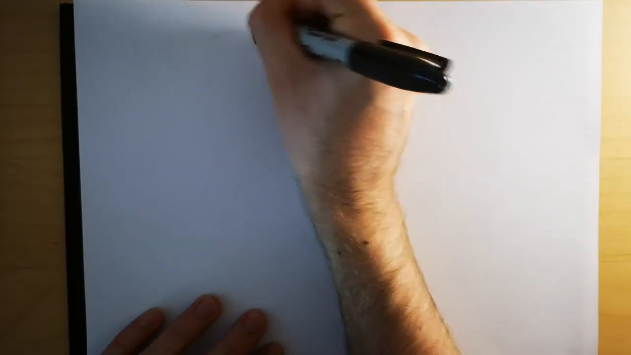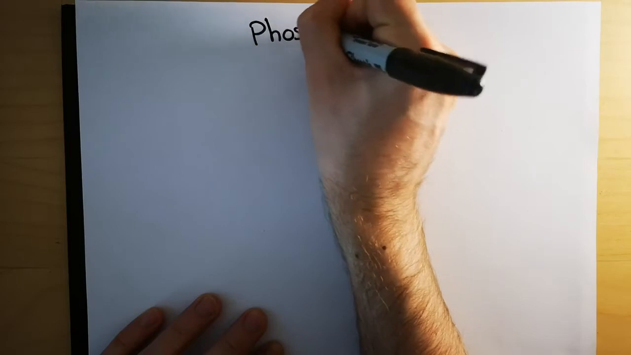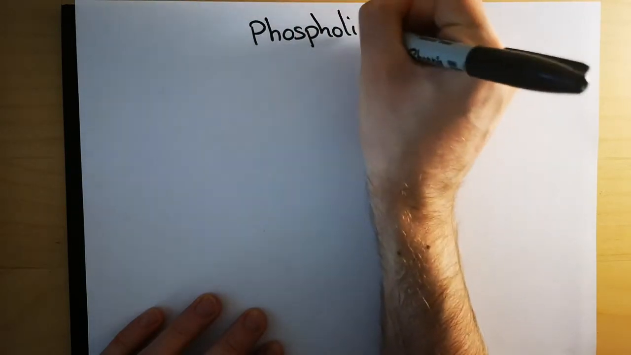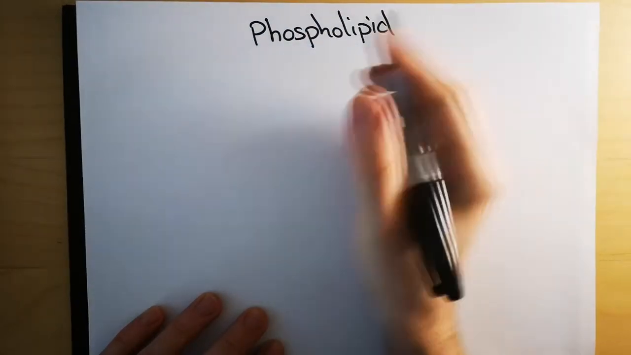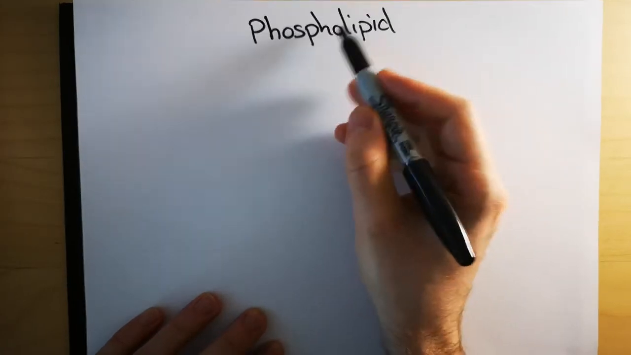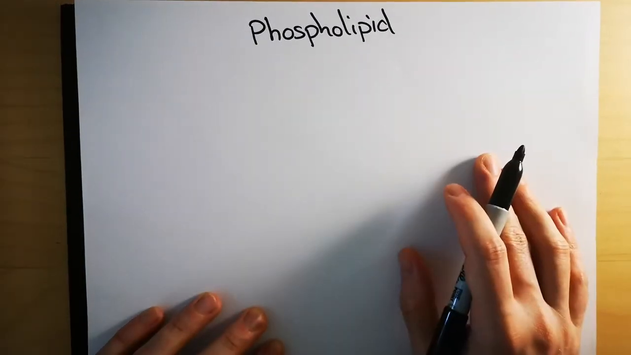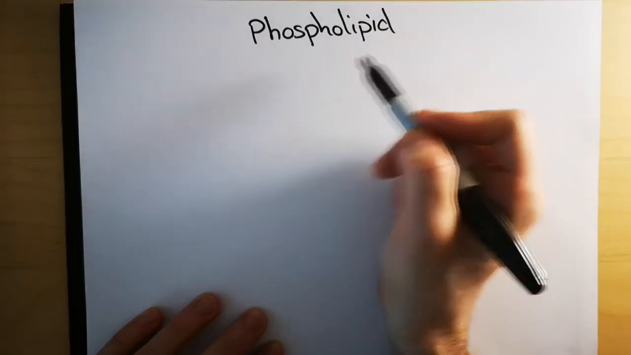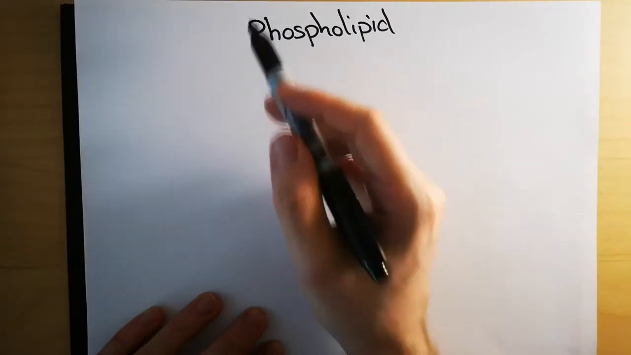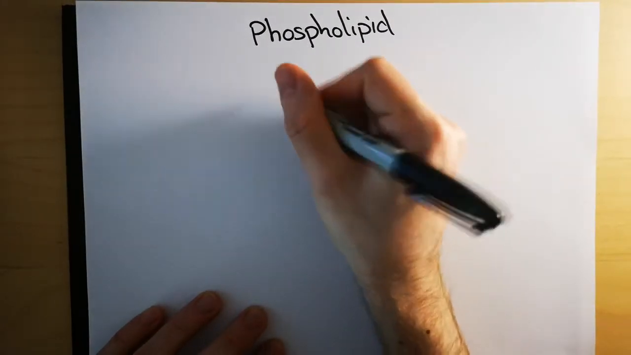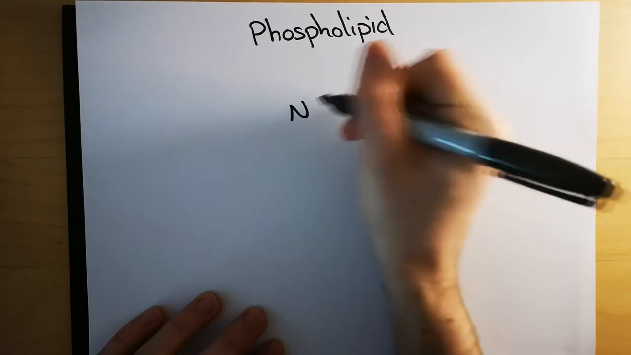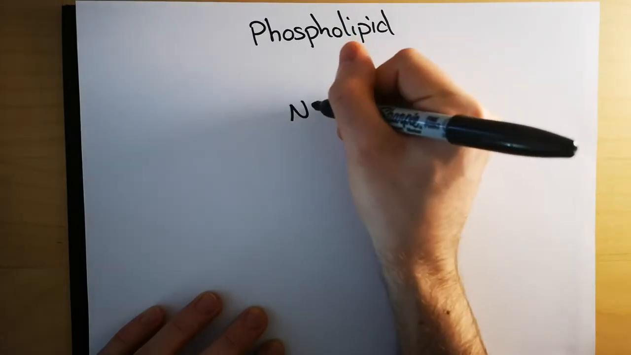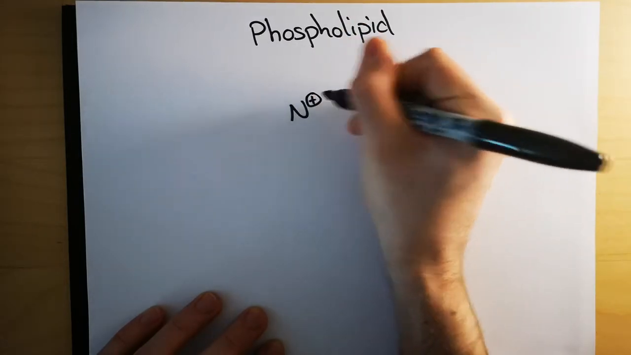So our phospholipid is certainly going to have a phosphate somewhere. That lipid really means fat. So it's going to be like a fat molecule with a phosphate on it. So we have an atom of nitrogen that's got a positive charge there.